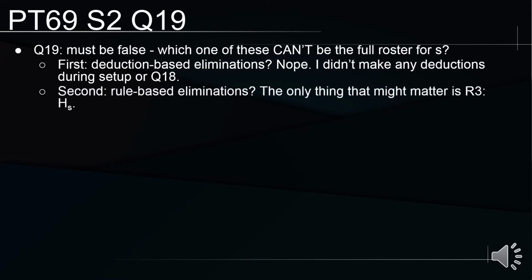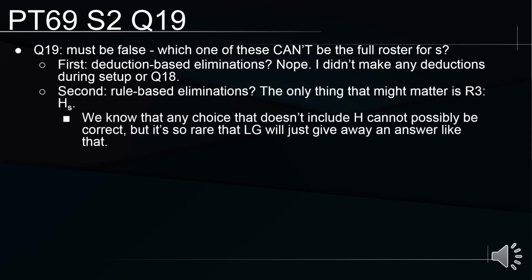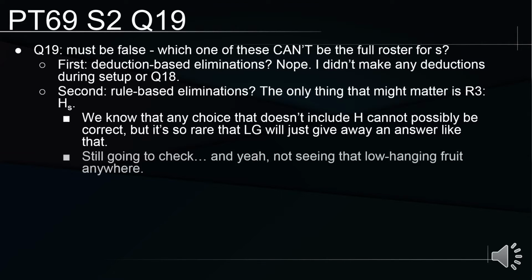The second thing I do is look for any rule-based eliminations. The only thing that might matter is rule 3, at least on its face, that I don't have to do any extra thinking about, and that's the one where H is always on team S. We know that any choice that doesn't include H in S cannot possibly be correct, but it's so rare that LSAT will just give away an answer like that, so I'm not really putting my hopes up. I'm going to check the answer choices in case, and yeah, I do not see that low-hanging fruit anywhere. There is no situation here where H is not on team S.